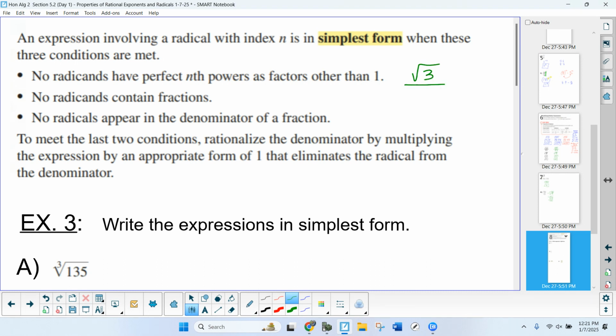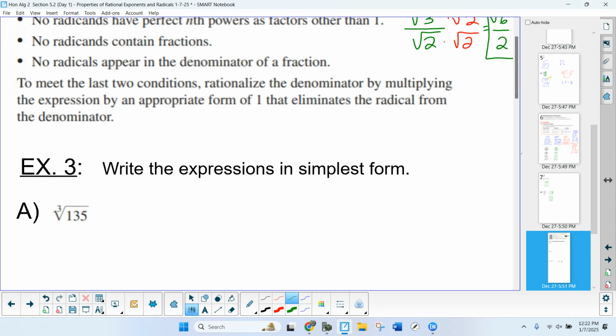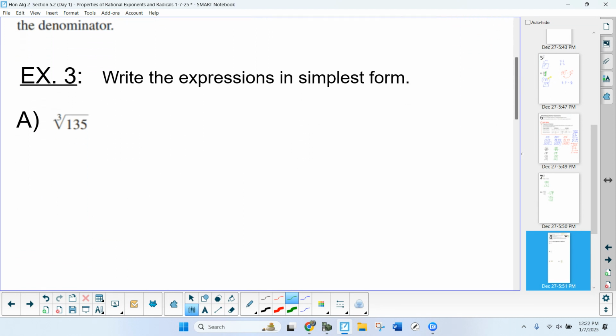If you have the square root of 3 over square root of 2, what did we have to do to simplify this? Multiply top and bottom by square root of 2. What's the top give us? Square root of 6 over square root of 4, which is just 2. Do you guys remember doing that last fall? You can't have a radical in the denominator. So you rationalize the denominator to get rid of that. It's a little different with higher degree radicals, but we'll talk about that in a minute.